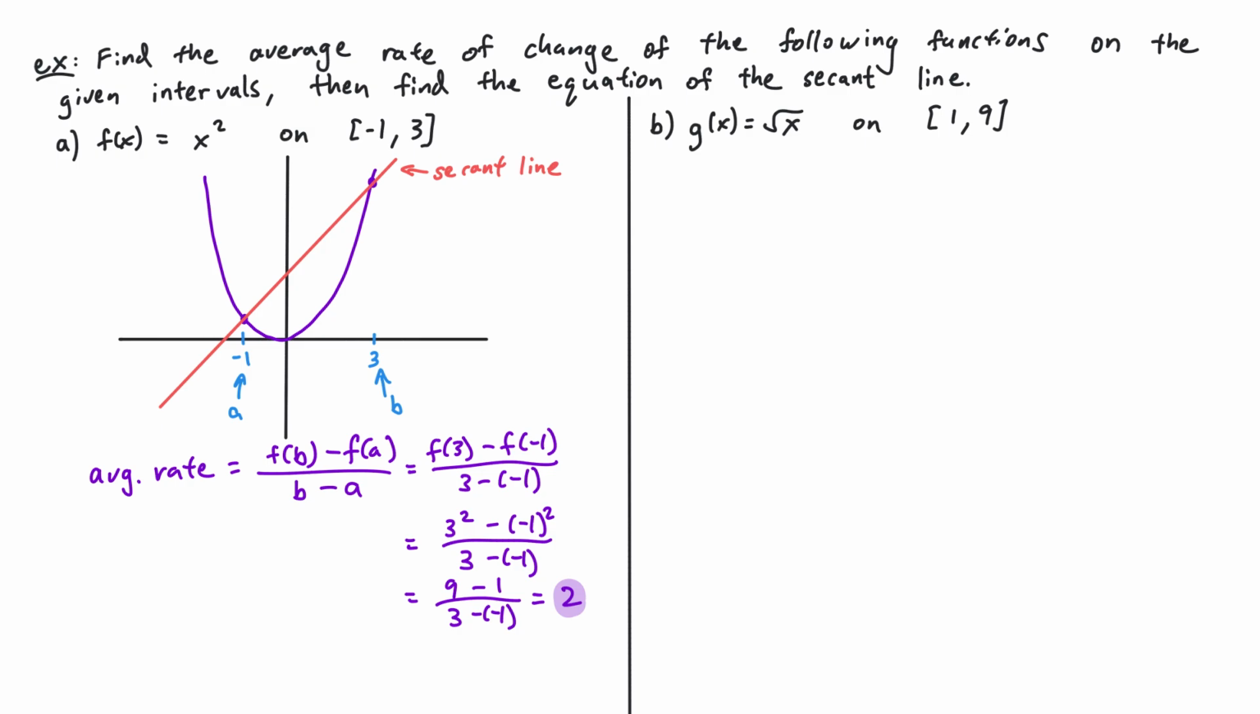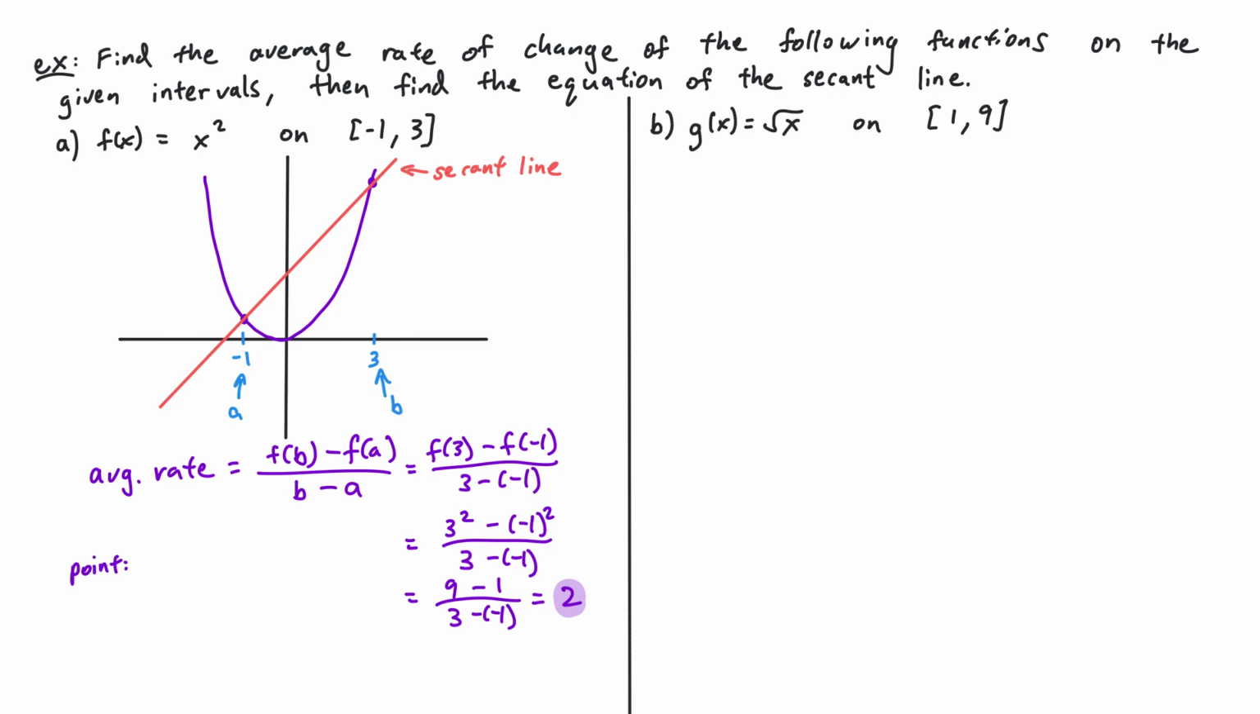-1 to 3. And what this means is that for our x squared function, on the interval from -1 to 3, if we increase the x value by 1, on average, we increase the output or the y value by 2. Now that we found the average rate, let's try to find the equation of the secant line. Remember that if you want to find the equation of any line, you need two things.